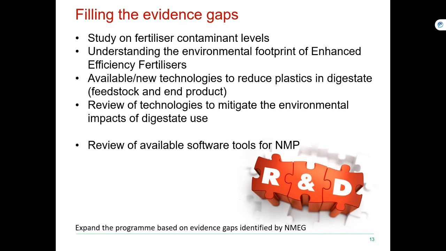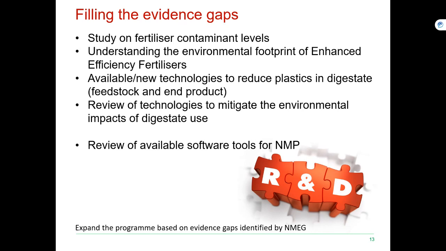We're looking at available and new technologies to reduce plastics in digestate. Digestate will itself be brought into scope of the new fertiliser product regulation, and we're hoping to follow the same kind of model in the UK. But plastics are a huge issue in digestate, so we're looking at technologies that would enable us to remove plastics from the feedstock and also filter them out of the end product, and also measure their presence more effectively, so that we have good standards for the product regulation to adhere to.